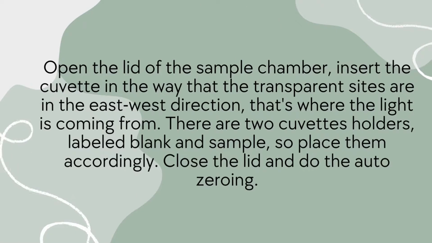How do you use a spectrophotometer cuvette? Let's understand. I am giving you an easy way. Just open the lid of the sample chamber, insert the cuvette in the way that the transparent sides are in the east-west direction, that's where the light is coming from. There are two cuvette holders, labeled blank and sample, so place them accordingly. Close the lid and do the auto-zeroing.